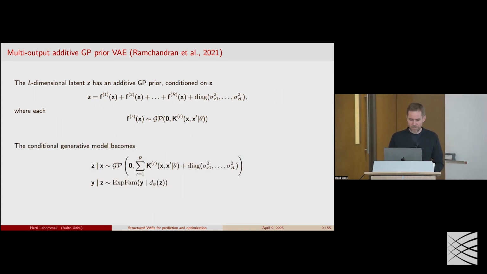And then the conditional generative model becomes the following. So now the latent variable doesn't have the standard IID Gaussian, instead it has the Gaussian process prior, which implies correlations. But again, remember that this is a normal distribution, correlated. And then the distribution for the data items remains the same, a decoder-based exponential family distribution.